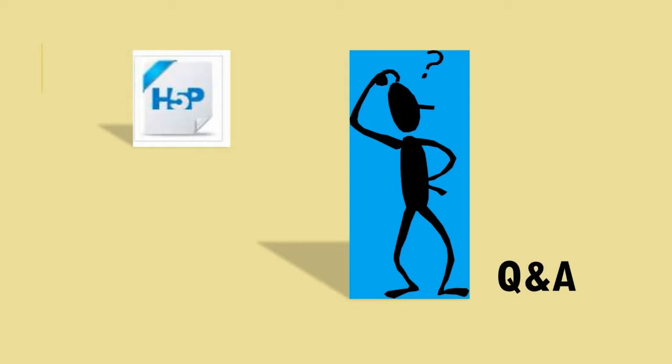Okay, the next question, or maybe more of a comment. H5P seems to be quite expensive for a school license, at 13,900 per year for 100 authors.